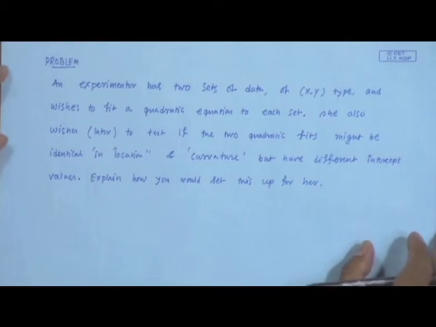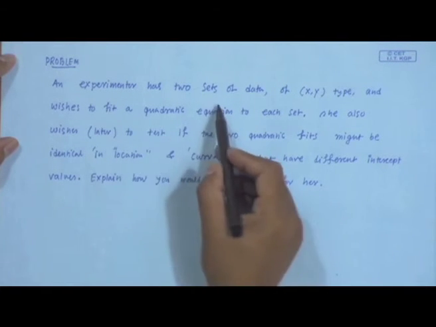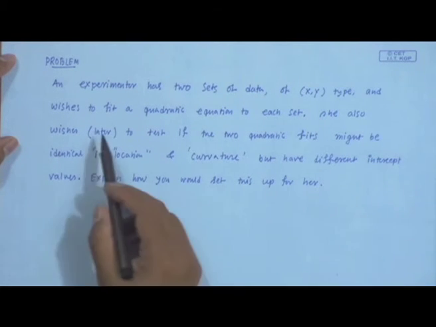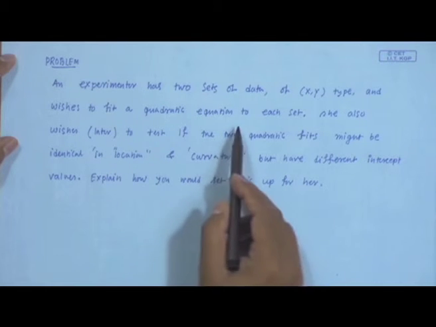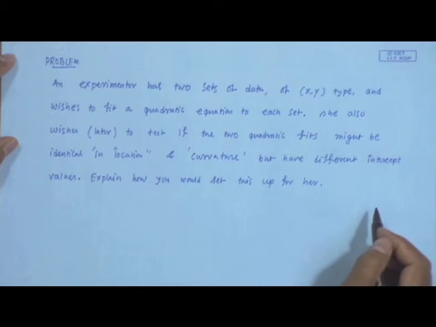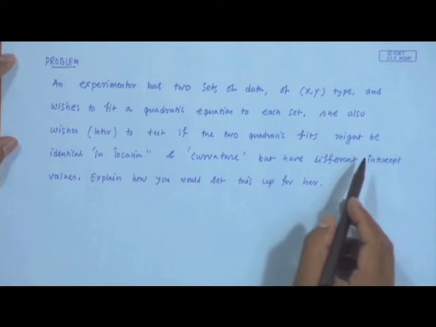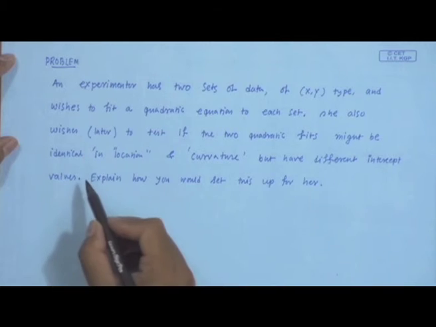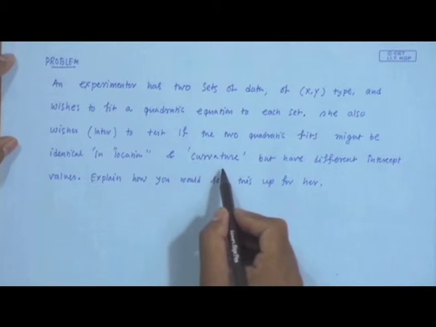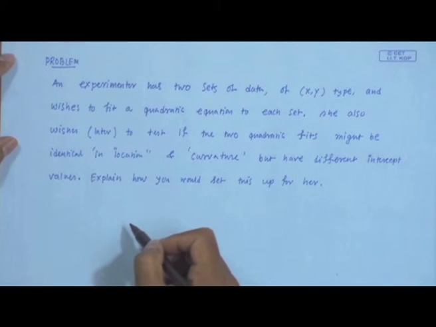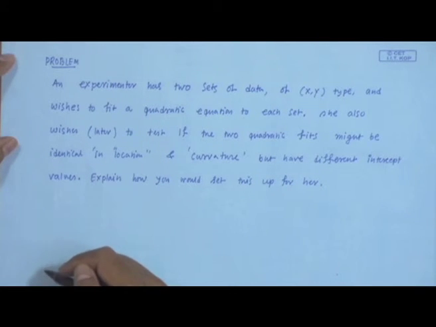So, it says that an experimenter has two sets of data of x y type and wishes to fit a quadratic equation to each set. She also wishes to test if the two quadratic fits might be identical in location and curvature, but have different intercept values. Explain how would you set this up for her.